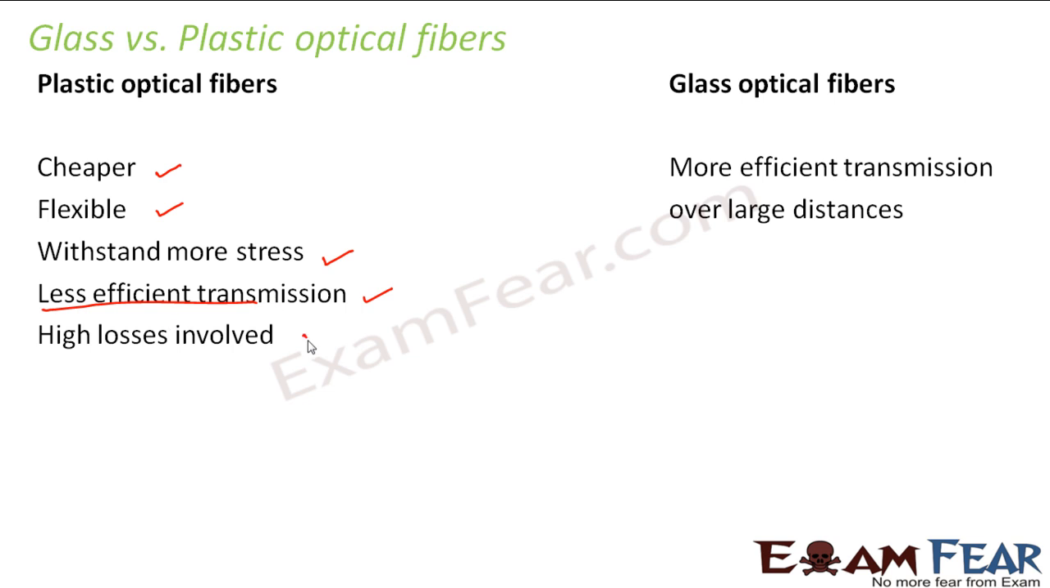Whereas in the case of glass optical fibers, the first three advantages are not there. It is not cheap, it is not flexible, and it cannot withstand more stress. But in this case, there is more efficient transmission over large distances. Because of those disadvantages, glass optical fibers are not preferred for long distance transmission, because there is always a fear of them getting broken, because glass is brittle. So we see that both glass and plastic optical fibers have their own advantages and disadvantages.